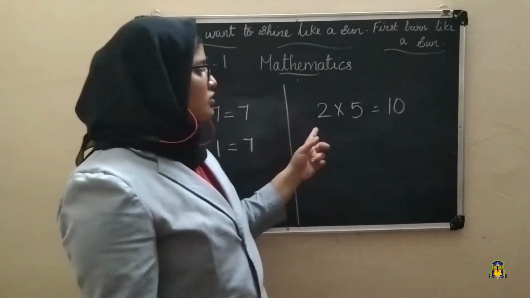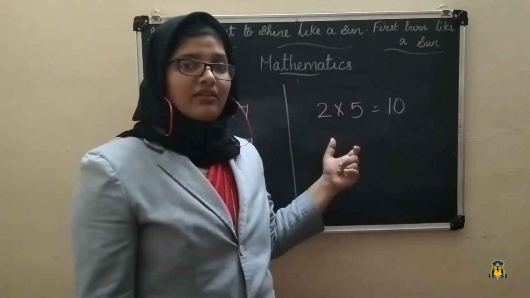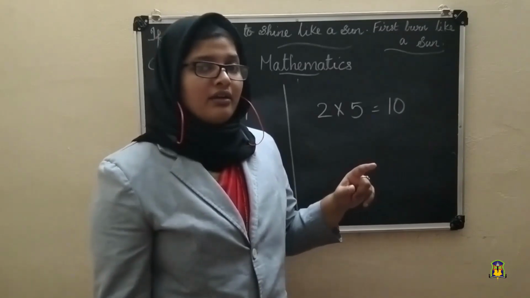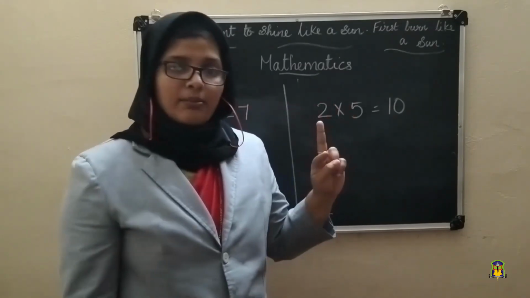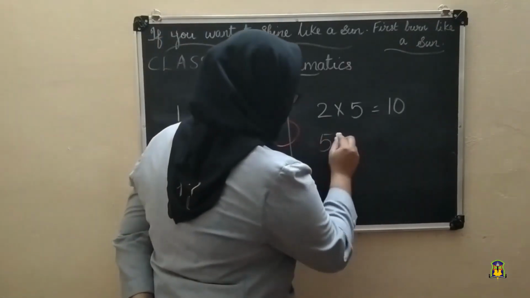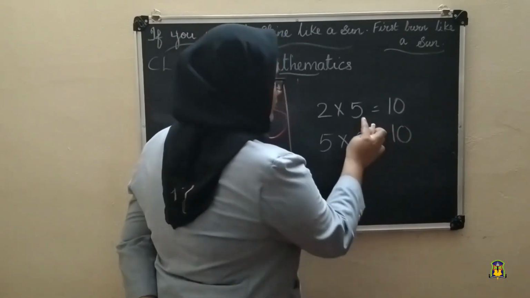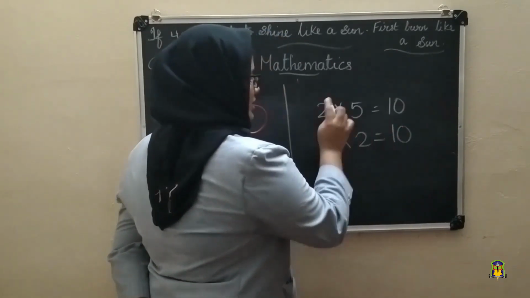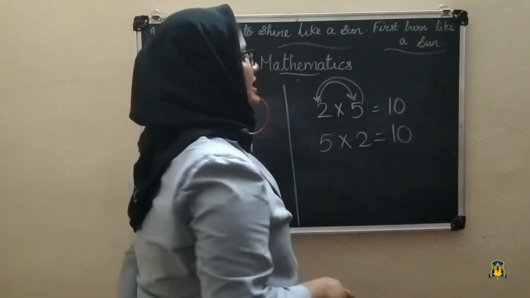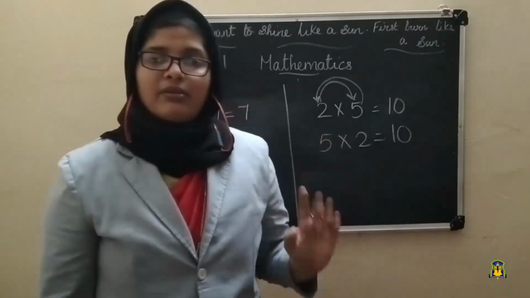Here also, 2 fives are 10. How can we write this by changing the order? We have to interchange the numbers. So we write 5 twos are, then what will be the answer? 10. This number comes here and this number comes here. We interchange the numbers, and the answer will be the same.